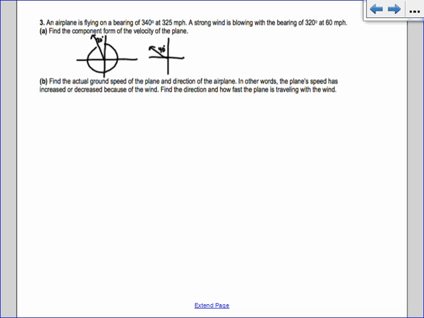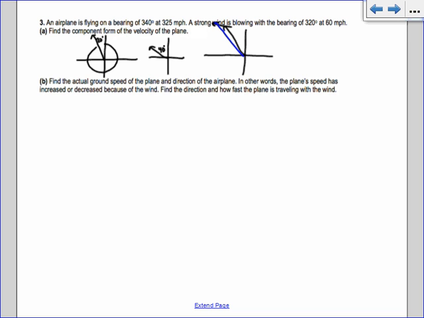So there's 40 degrees at 60 miles per hour. Find the component form of the velocity of the plane. So what's happening is you have this really long line going like this, and then you have a shorter line that's coming up off of it. And it's making it just a little bit off course. So your resultant ends up being like that. Okay. So we need to find what's happening.